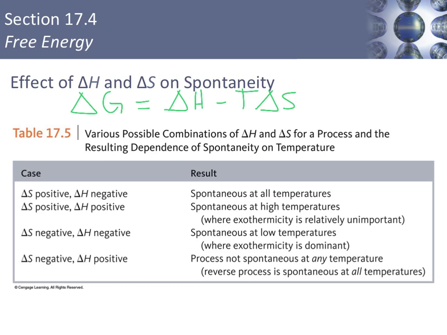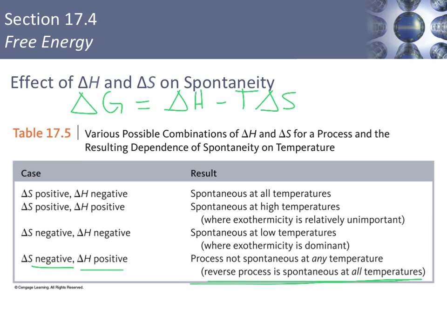However, if we have our delta S negative and our delta H positive, then we will never get a negative delta G. We have a positive delta H, we're subtracting a negative delta S, so subtracting a negative means we are adding, right? And we will always get a positive delta G. So if we looked at the reverse process, that would again be negative and spontaneous at all temperatures.